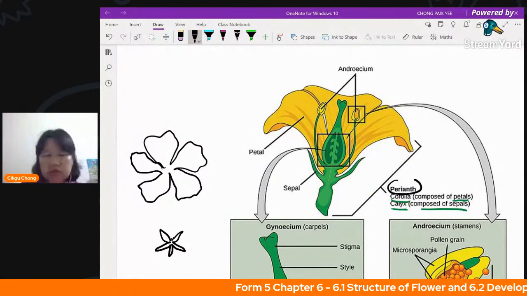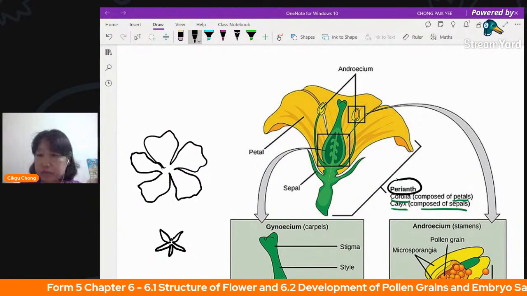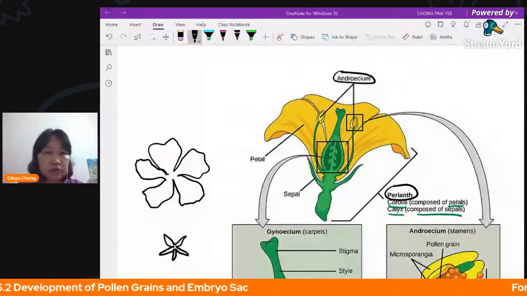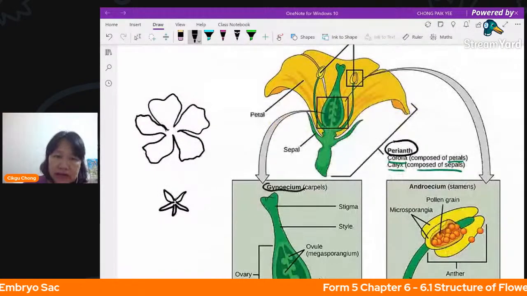Okay, you don't have to be so specific. Whatever you don't see in your textbook, forget about it. Stick to your textbook. Now androecium is another term just to mean the male part. And the female part is the gynoecium, which is the carpel.